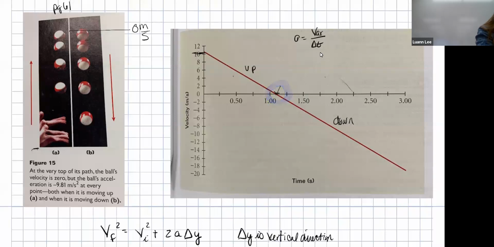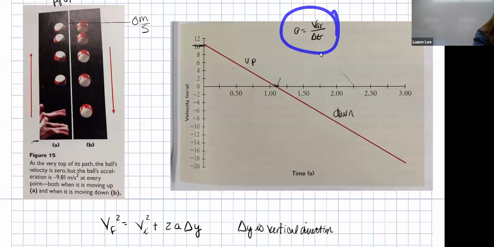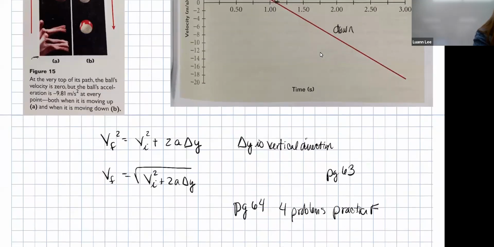At 0, this is where the object's velocity begins to change from positive to negative. So this is the up part with positive velocity, the down part with a negative velocity. And here's the equation that you could use. The equations that you will use here are in the example on page 63. You can see that it's the same equation, but we're now using delta y to calculate the displacement because we're moving vertical. And those problems that you will do on Friday are on page 64 for problems practice F.